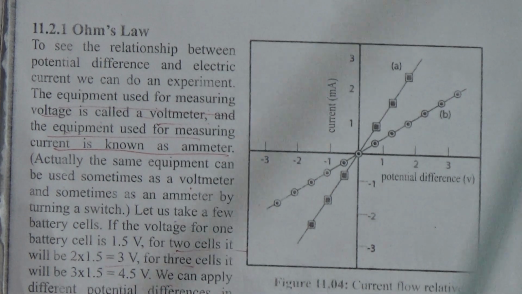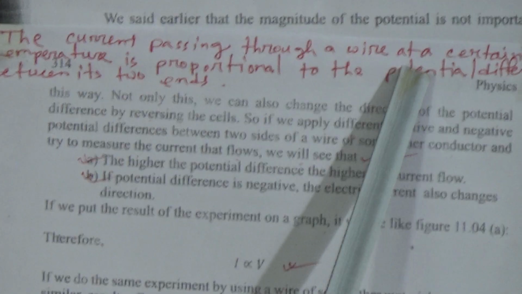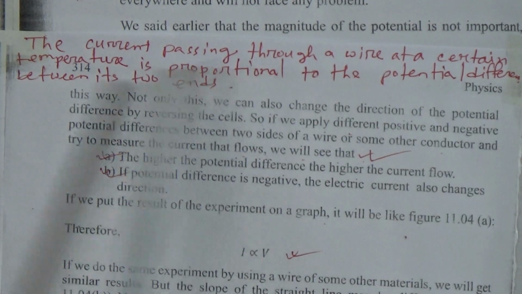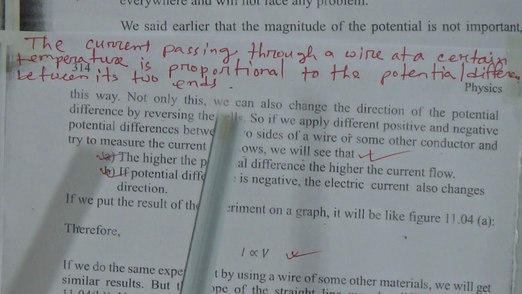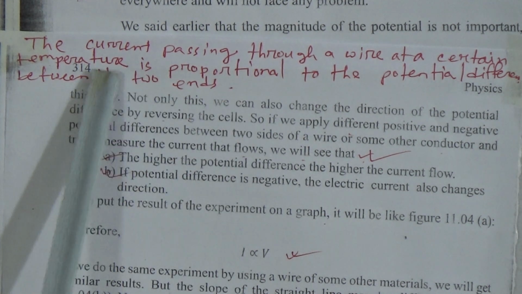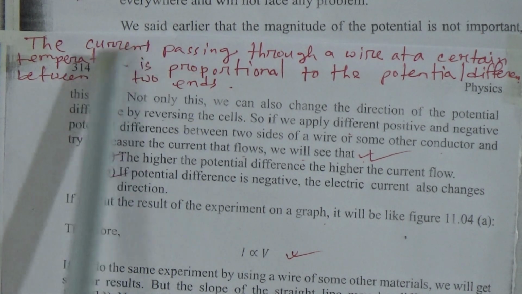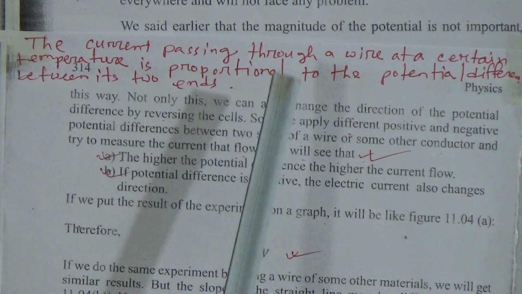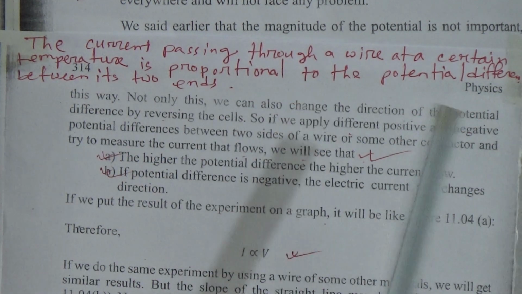Now Ohm's law: the current passing through a wire at a certain temperature is proportional to the potential difference between its two ends. My dear students, I repeat, the statement of Ohm's law is: the current passing through a wire at a certain temperature is proportional to the potential difference between its two ends.